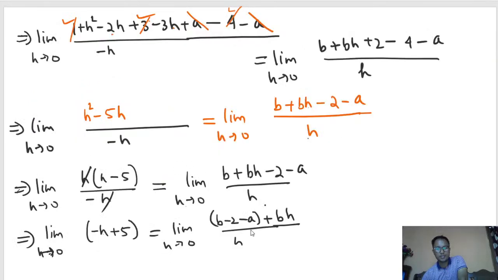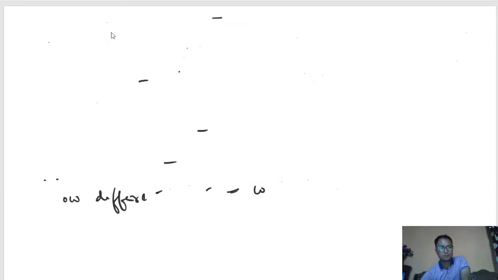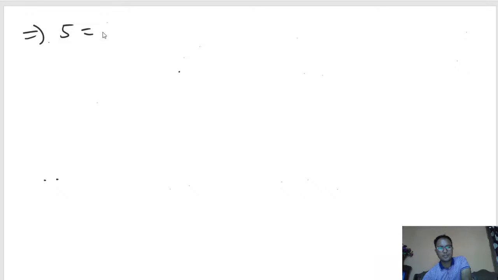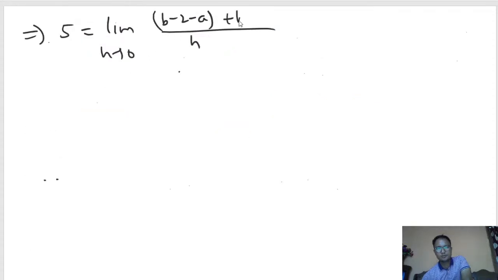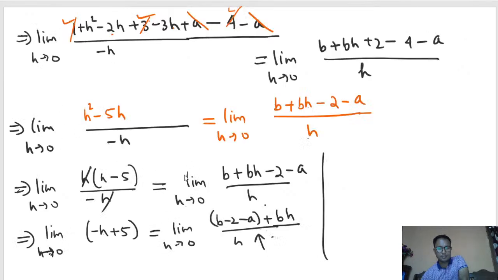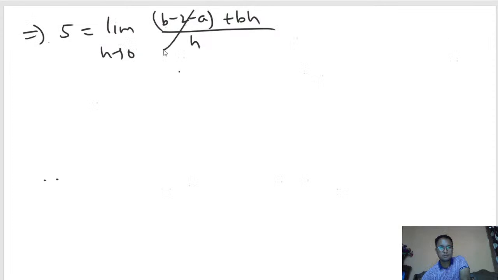Another method: 5 is equal to the limit as h tends to 0 of the difference quotient, with b times 2 minus h plus bh. Here the value of b is 5.